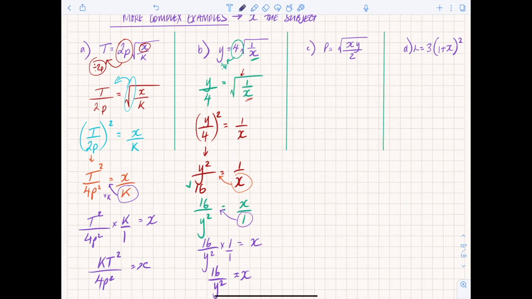You could pause the video again and try and do these yourself if you're feeling a bit more confident. Or here I go, going through it. So first thing this time I'm going to move is this square root. So this just becomes p squared is equal to x y over z.